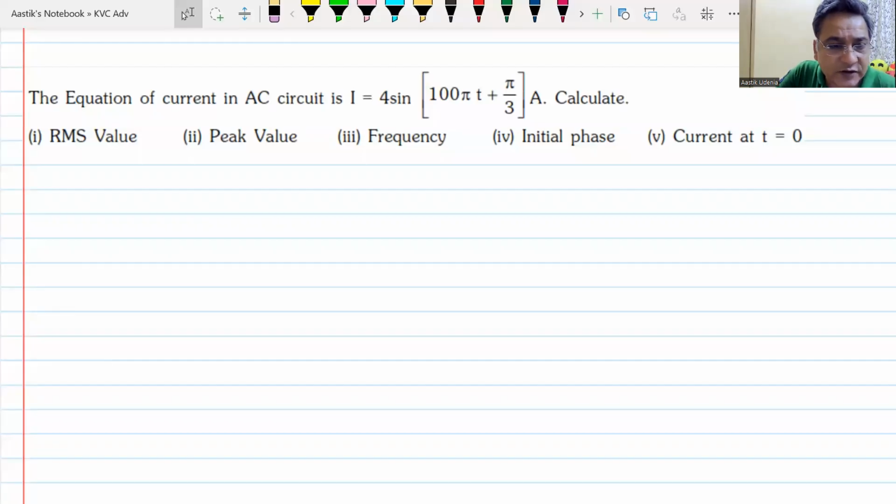And this is the question that we are going to do. Get me the answer first. The equation is given so that you understand how to find various things: RMS value, peak value, frequency, initial phase, and current at time t equal to 0. I'll give you time to give me the answer.